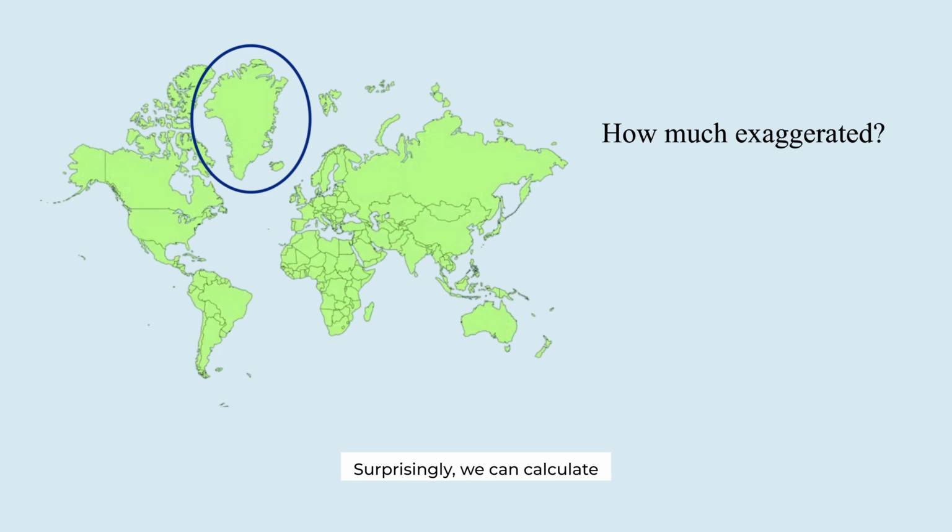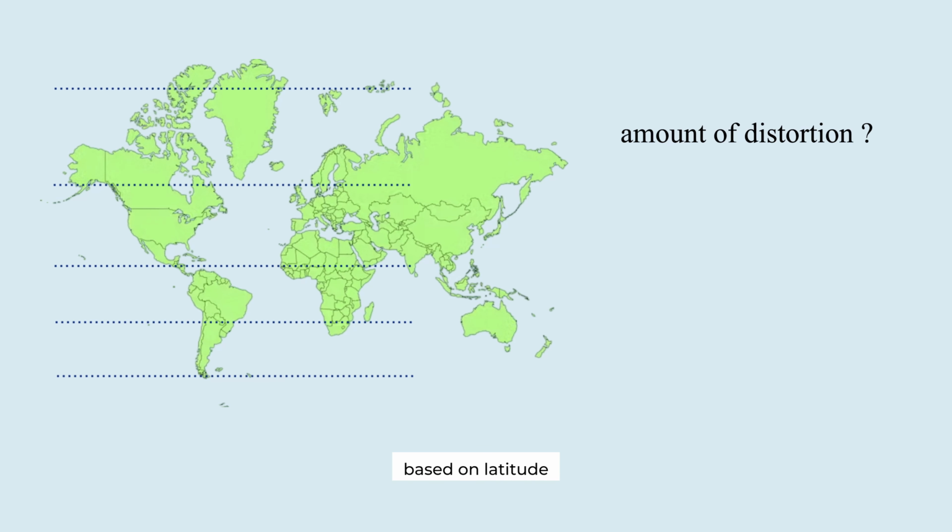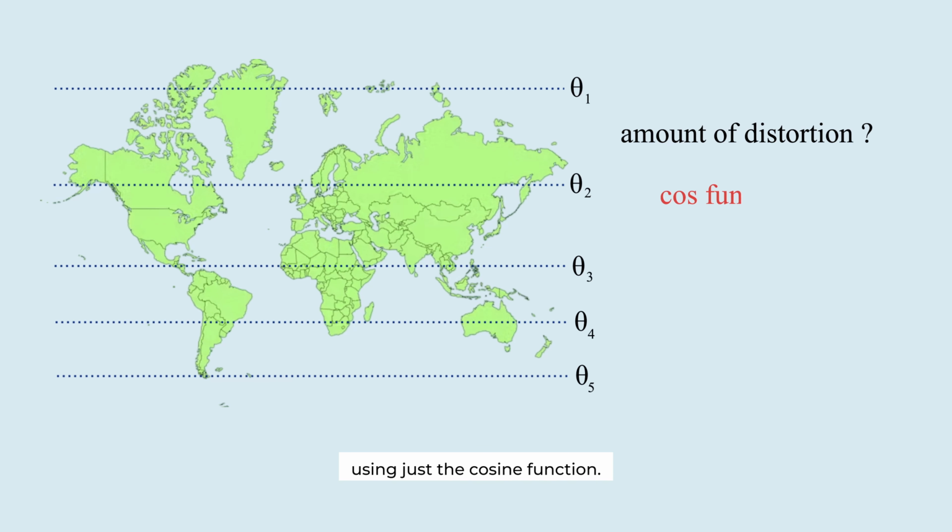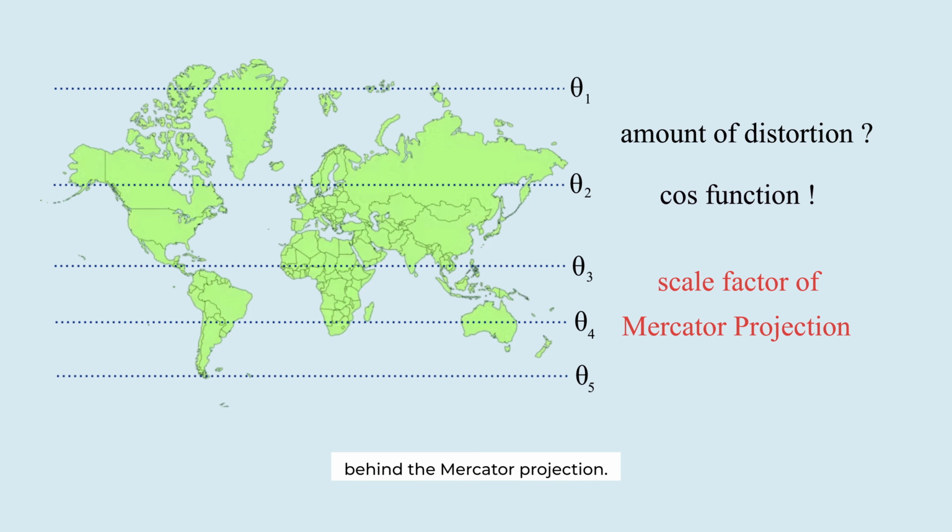Surprisingly, we can calculate the amount of distortion based on latitude using just the cosine function. Let's math travel into the scale factor formula behind the Mercator projection.